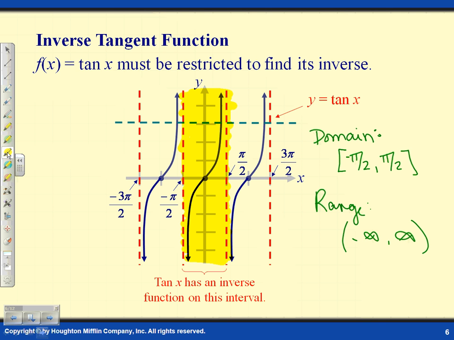What would be the domain of the arctangent? Negative infinity to infinity. What's going to be the range of the arctangent? Negative pi over 2 to pi over 2. Do you see how this all works? Yes or no?